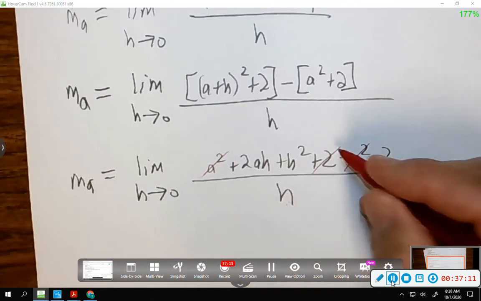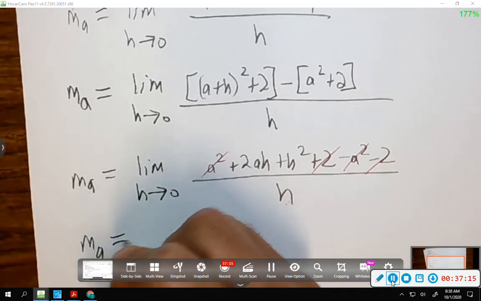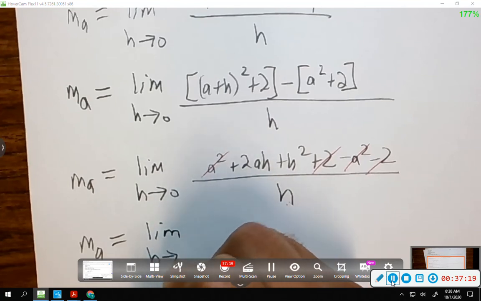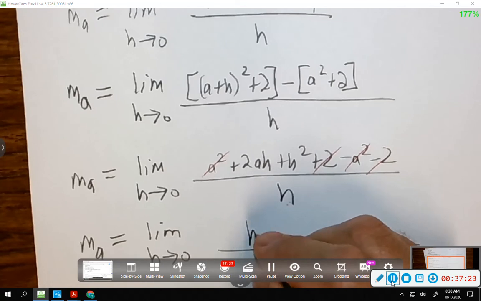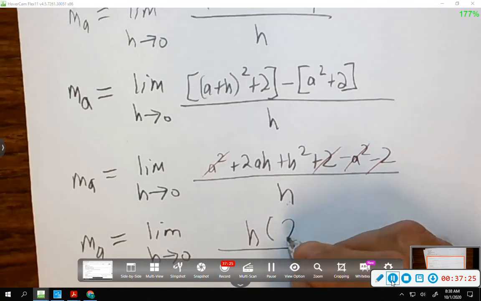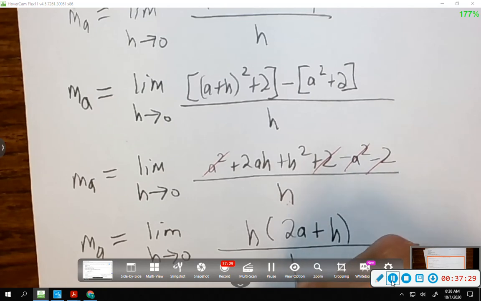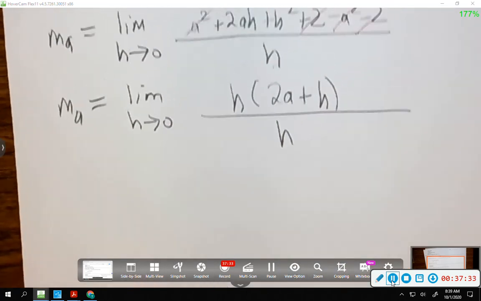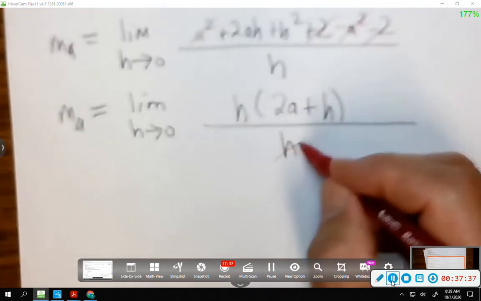So that we can then factor out a greatest common factor of h. If we factor h out front of the two terms that are left, we get h times (2a plus h) all over h. Factoring out the greatest common factor of h out of these two terms, and then I cancel the factor of h.